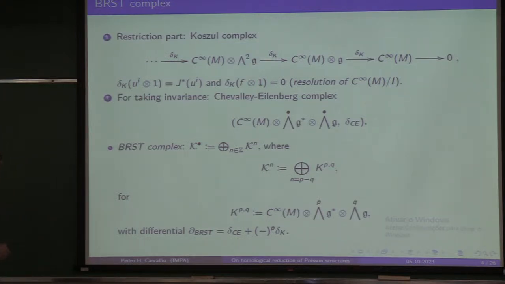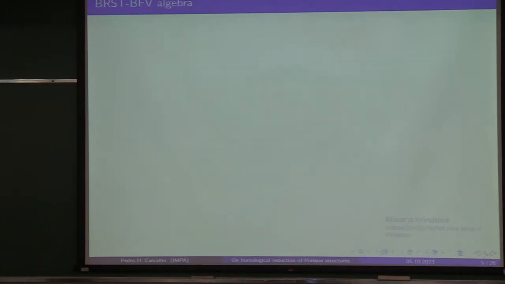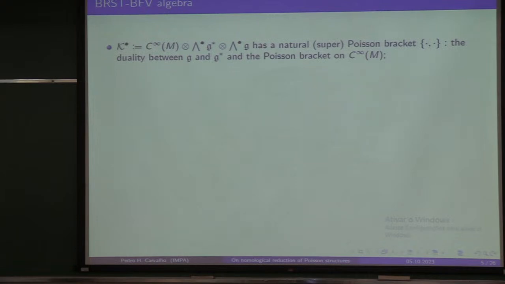And for this, there is a very nice observation, which is the fact that this actually has a Poisson bracket. This has a Poisson bracket which we essentially define by the duality between G star and G, and the Poisson bracket that you have here. So you define a super Poisson bracket, so it's graded. You have to take care of the grading here. And so it's a super Poisson algebra with the bracket defined in this way.